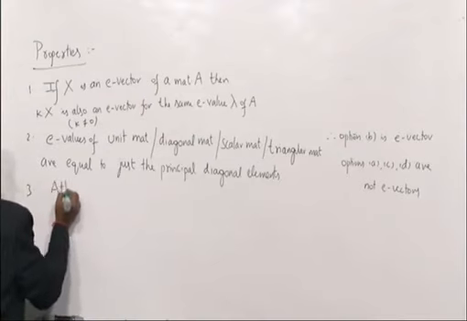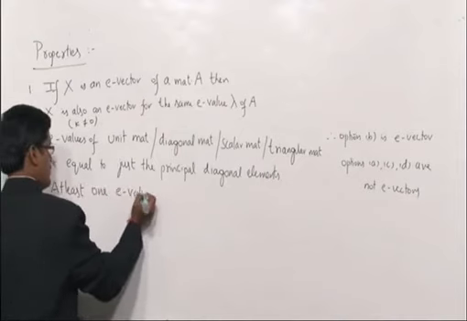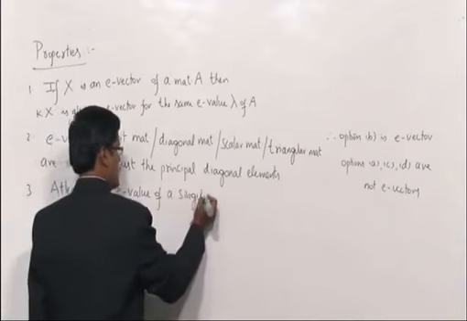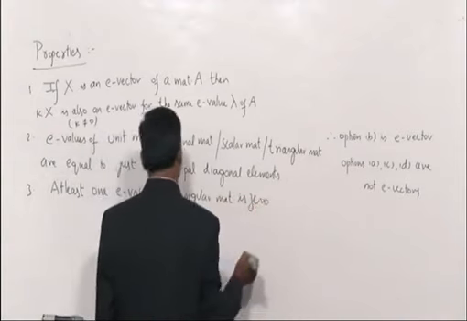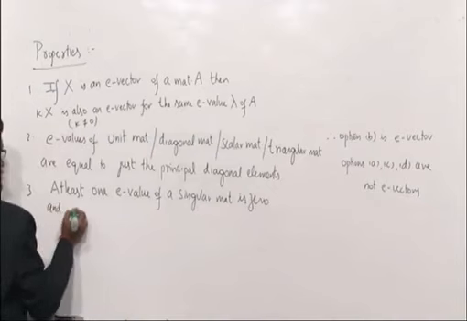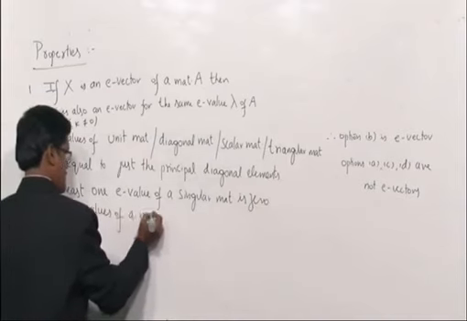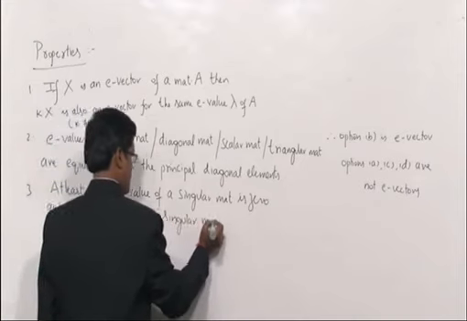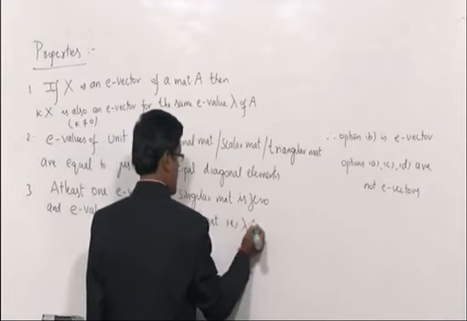At least one eigenvalue of a singular matrix is 0, and eigenvalues of a non-singular matrix, that is lambda not equal to 0.